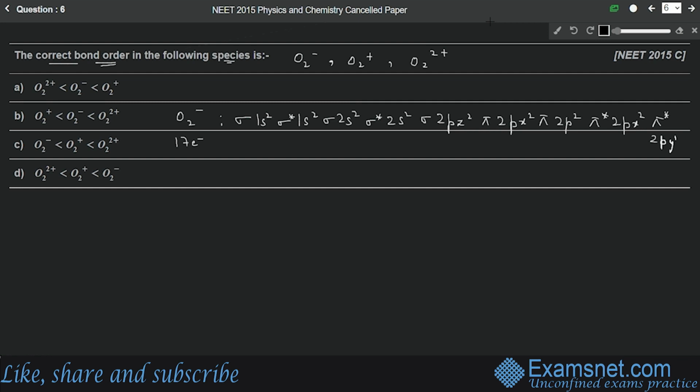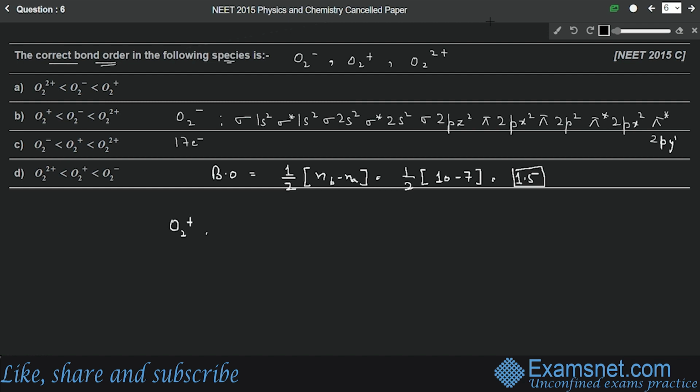Now, bond order, as we know, is equal to half the number of bonding molecular orbitals minus the number of anti-bonding molecular orbitals. In this case, the number of bonding molecular orbitals is 10 and the number of anti-bonding molecular orbitals is 7. So half into 3, that means 1.5. So the bond order of O2 minus is 1.5. Now we'll check for O2 plus.